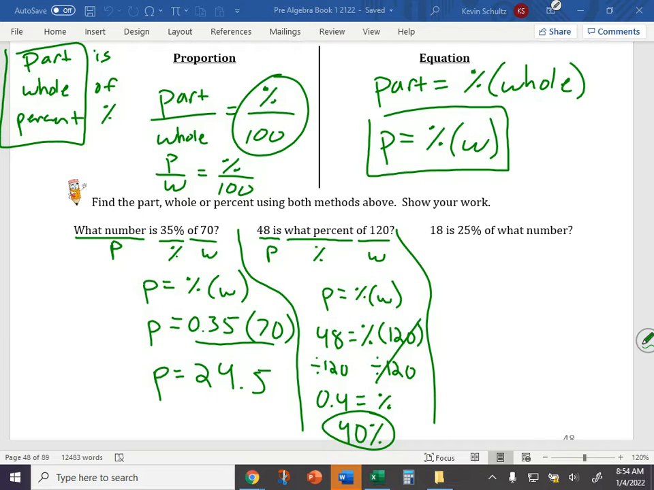Okay, last one. 18 is 25% of what number? What are we solving for? The whole, right? 18 is our part, 25% is our percent, and "of what number" is our whole. That's what we don't know.